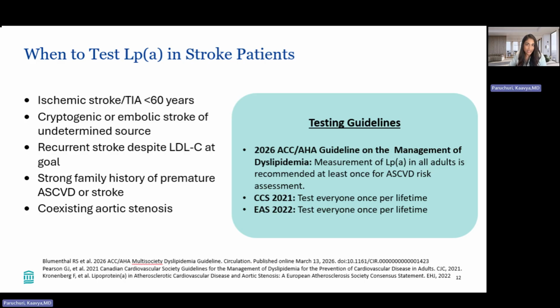Although stroke-specific guidance is still evolving, this approach aligns well with the patients we most struggle to risk stratify, particularly those with stroke before age 60, cryptogenic or recurrent stroke, or a family history of premature stroke or ASCVD, or those who may have coexisting aortic stenosis, which is also associated with high LPA levels.